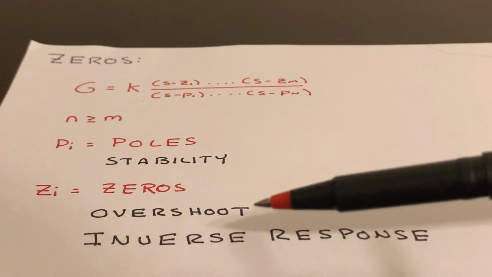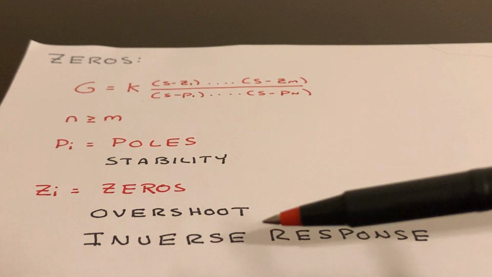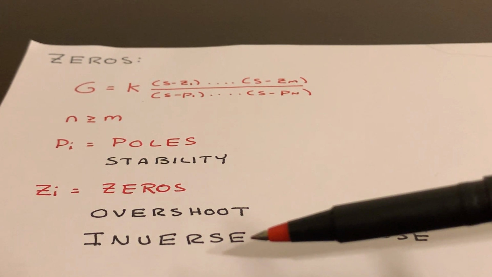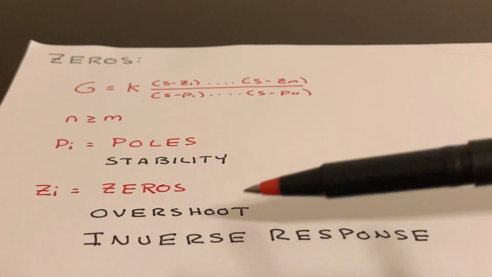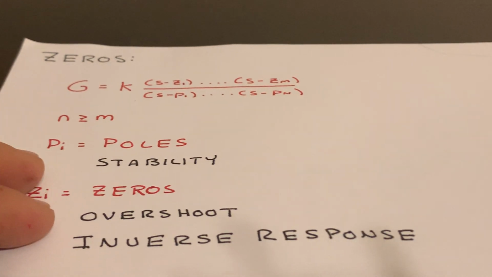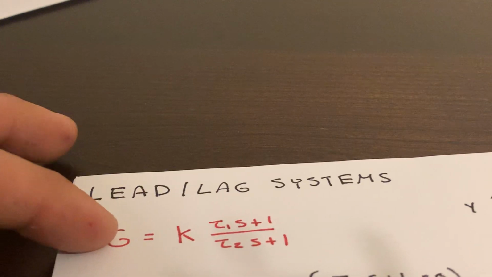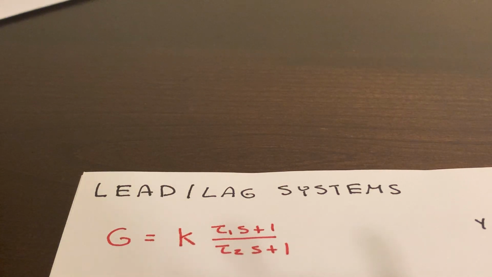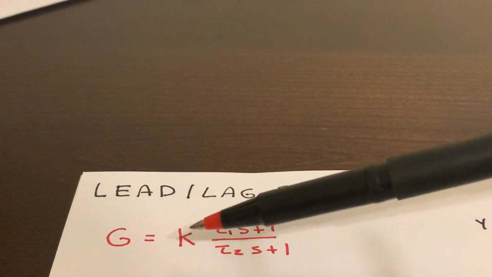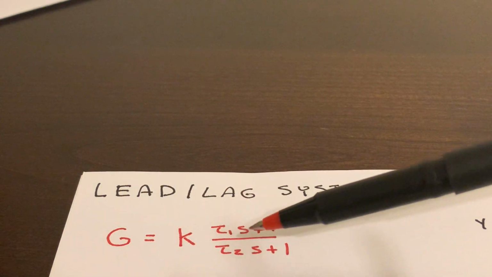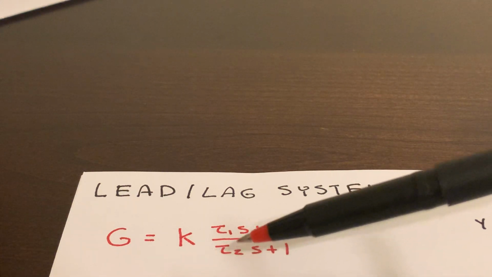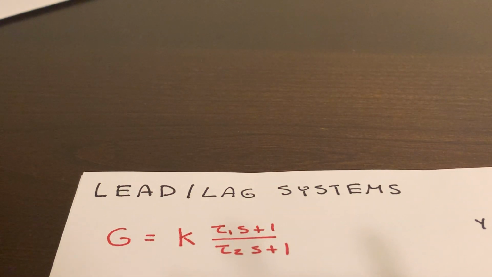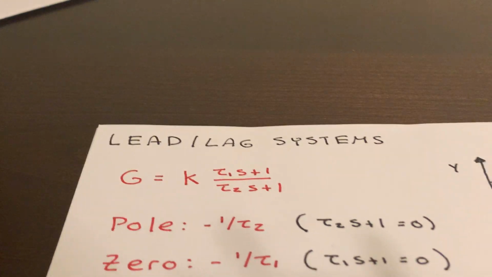To explain these two concepts, I'm going to go through a series of examples of increasing complexity. That will illustrate the key ideas of overshoot and inverse response. So let's start with a first order system, also known as a lead lag system. Here G equals K (tau 1 s plus 1) divided by (tau 2 s plus 1). This system has one pole and one zero.